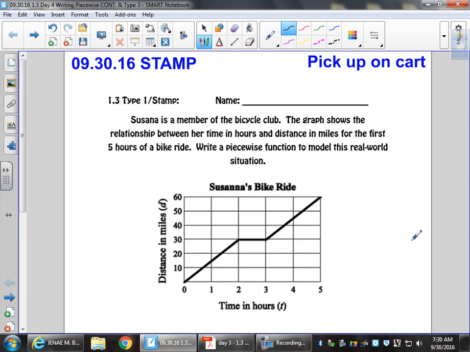Member of the Bicycle Club. The graph shows the relationship between her time in hours and distance in miles for the first 5 hours of a bike ride. Write a piecewise function to model this real-world situation.